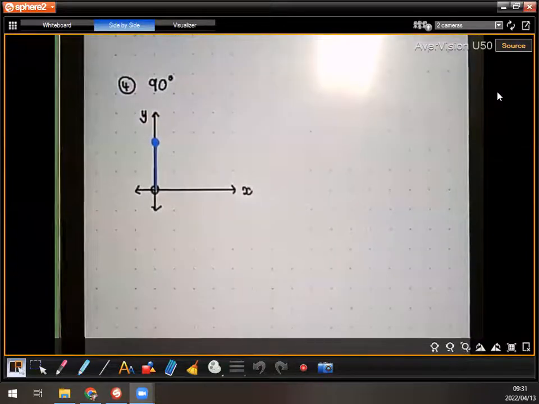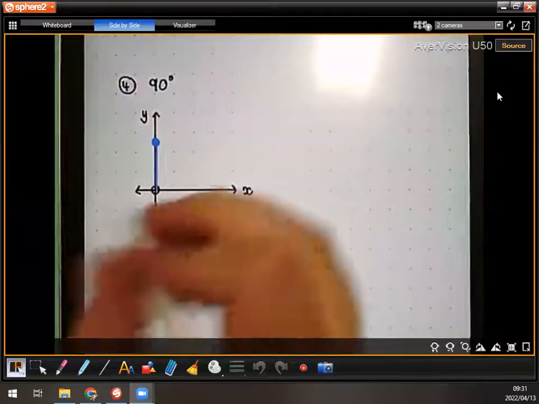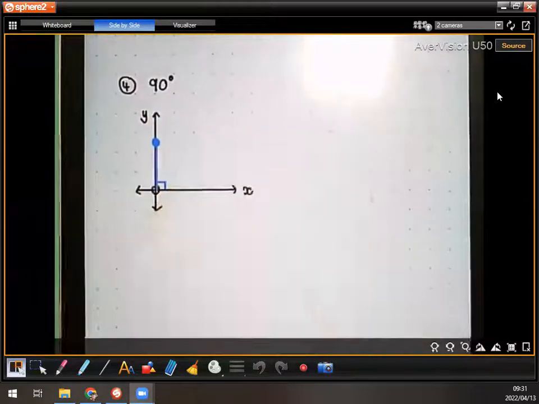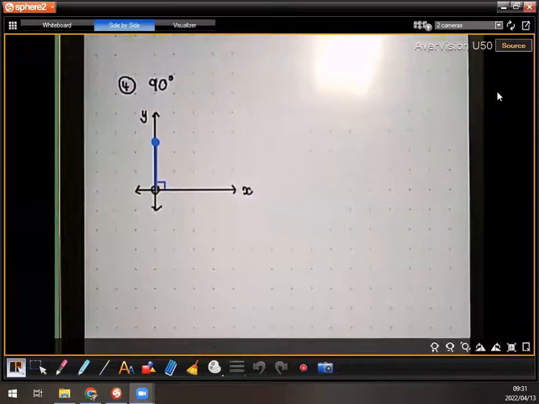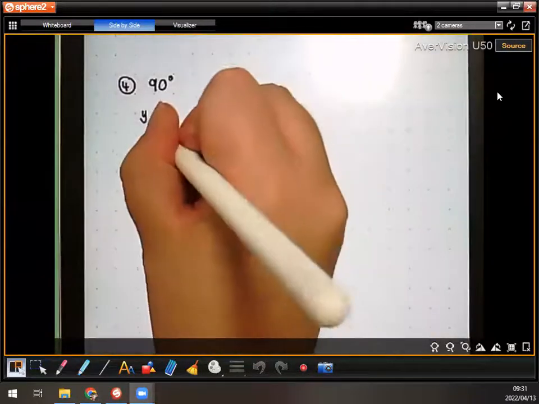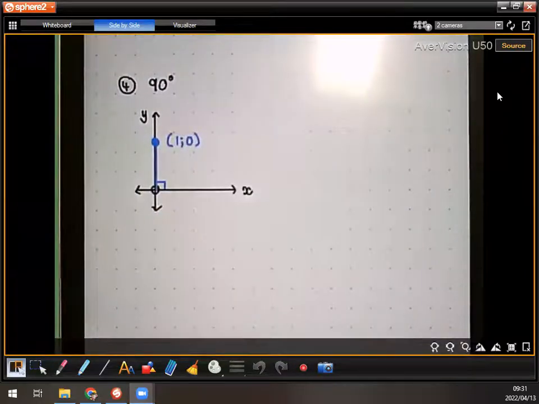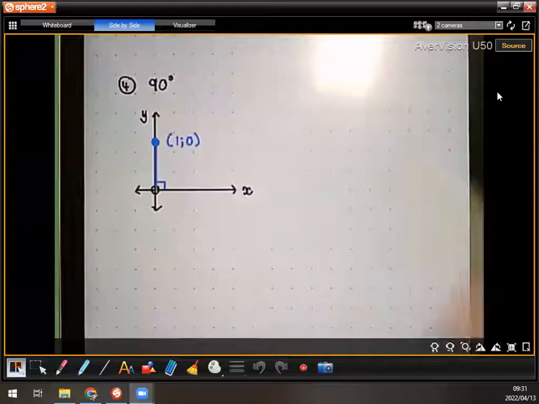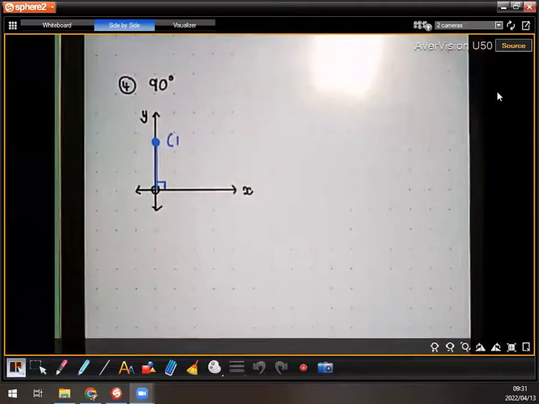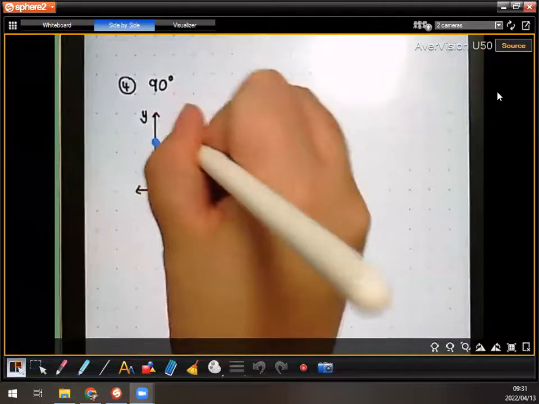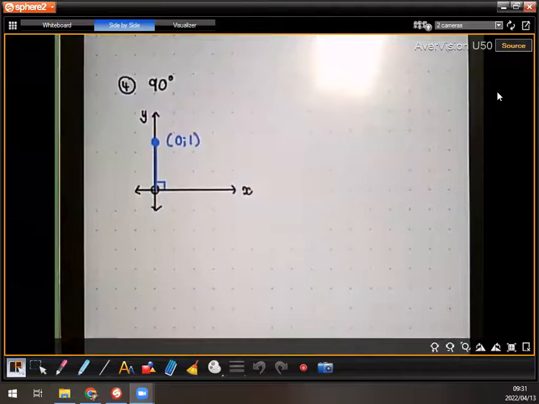All right, guys, you are drawing a 90-degree angle there. So this is now 90 degrees. And this point is now the point 0-1. Thank you.